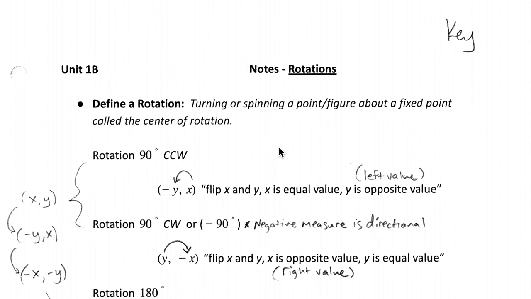In this video, we're going to be talking about rotation. So how do we rotate a point or an entire figure about a fixed point? And that fixed point is going to be called the center of rotation. So it's going to spin around that single location.